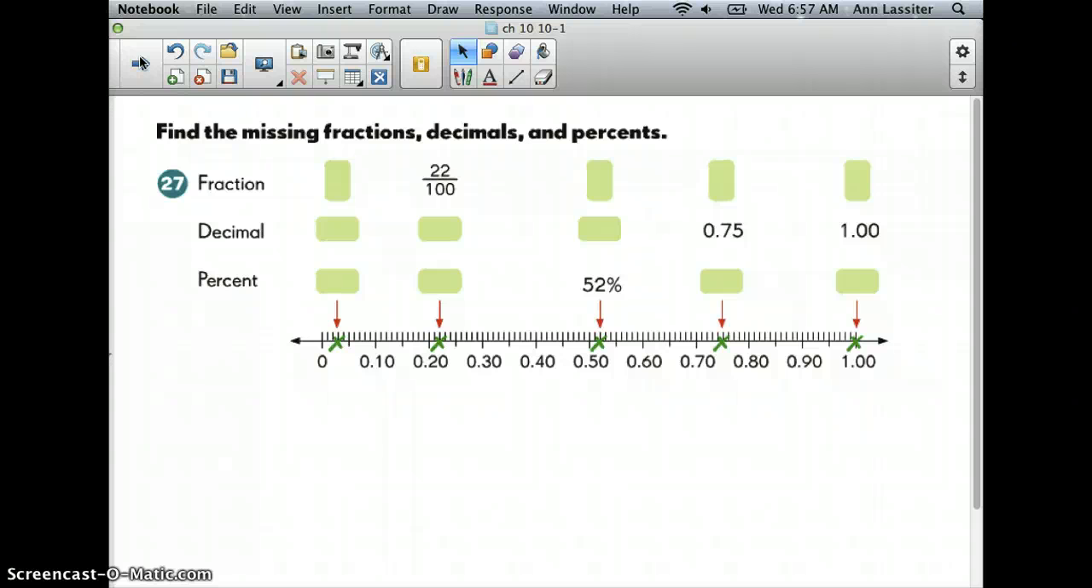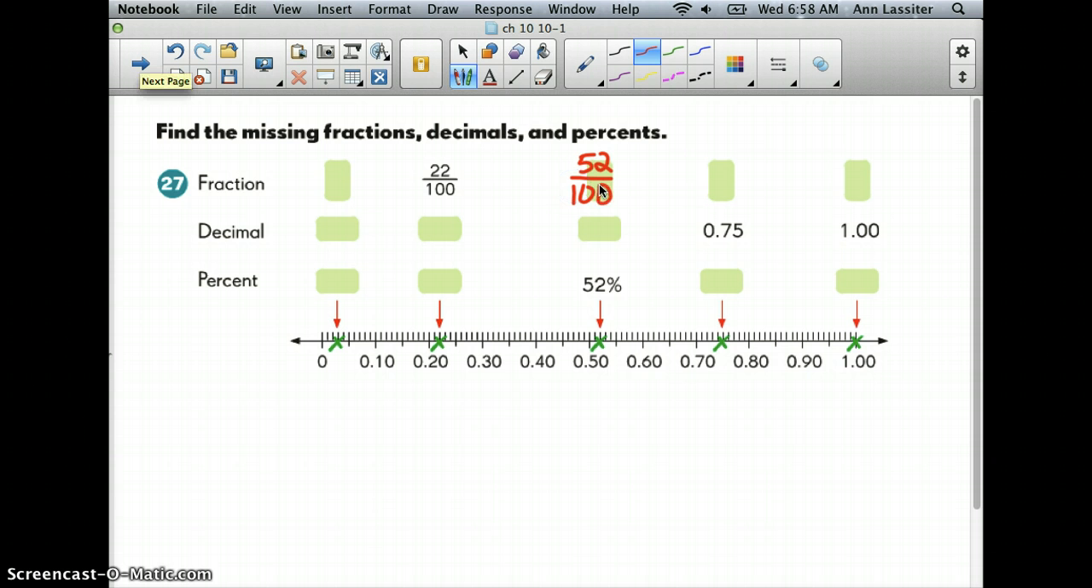I'm going to look at one example with you before you start. I have 52%, so that's going to be more than 50%, less than 60%. We can write it as 52 over 100. However, I cannot stop there. I have to keep going. I have to simplify my fraction.